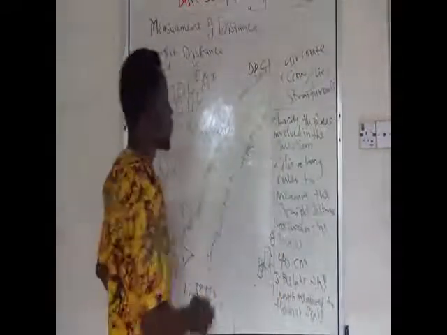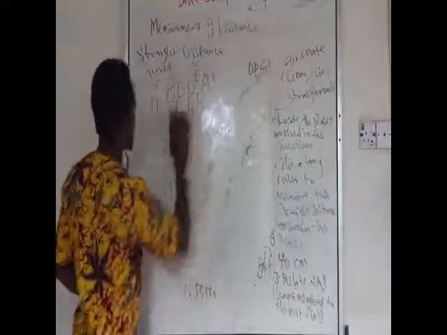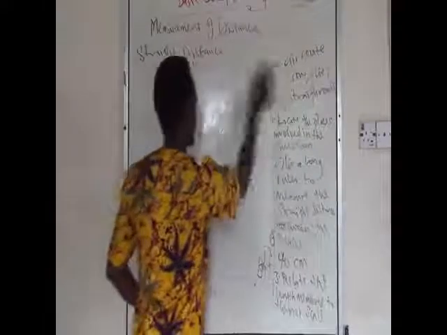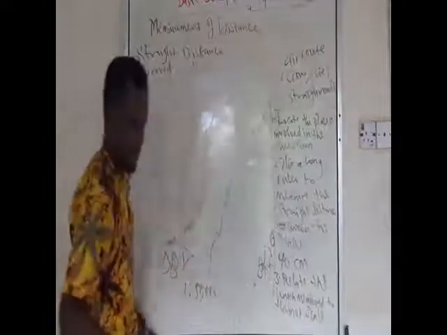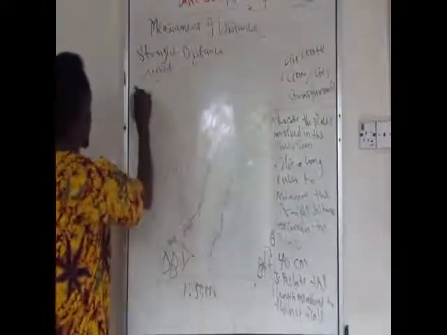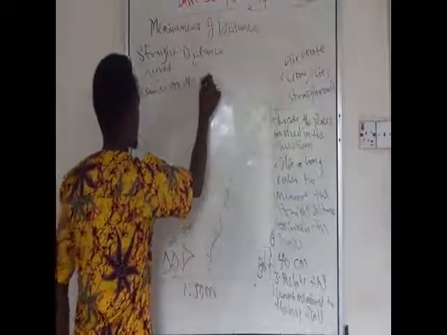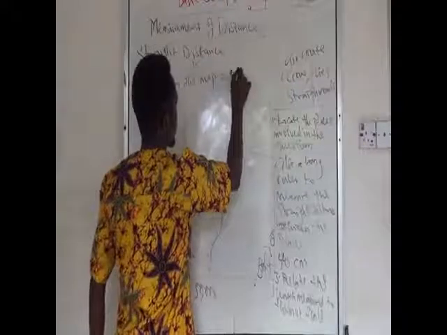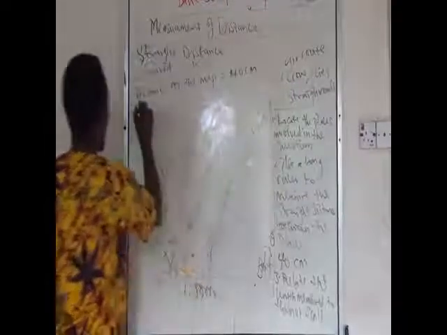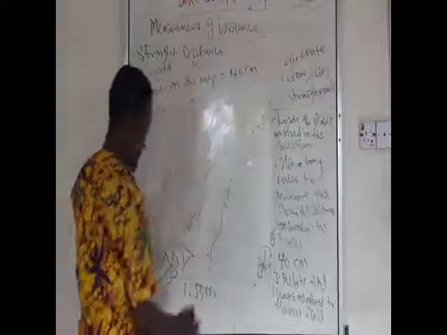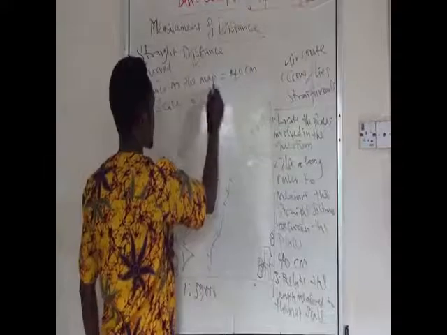Now, this is what you do. Let's wipe off this part first. Distance on the map: 40 cm. Map scale: 1:50,000.